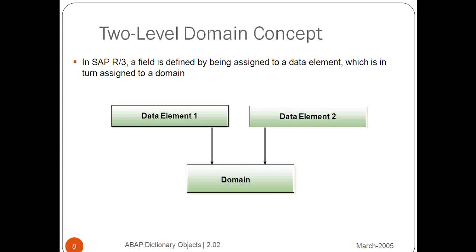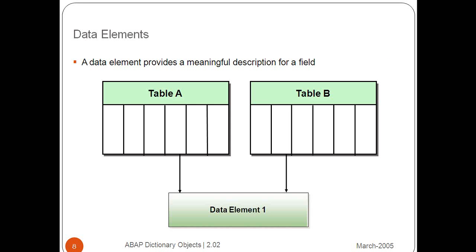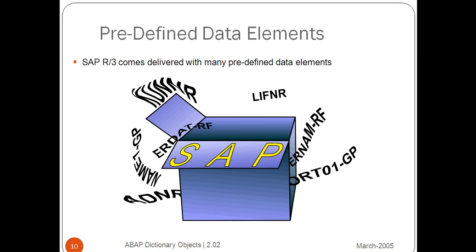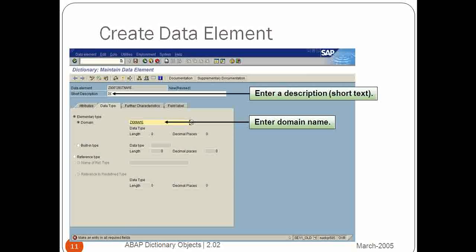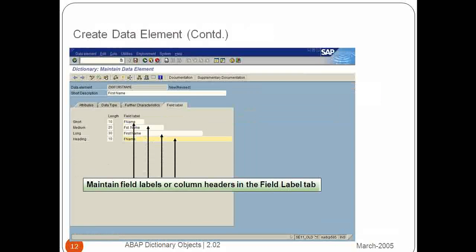Two-level domain concept, already elaborated. Multiple data elements can have a single domain. Yes. Predefined data elements: a predefined data element is nothing but SAP provided, meaning whatever is there in the ABAP dictionary. It's not Z, SAP Labs or SAP India has created that one. Create data element, we have created a data element already.